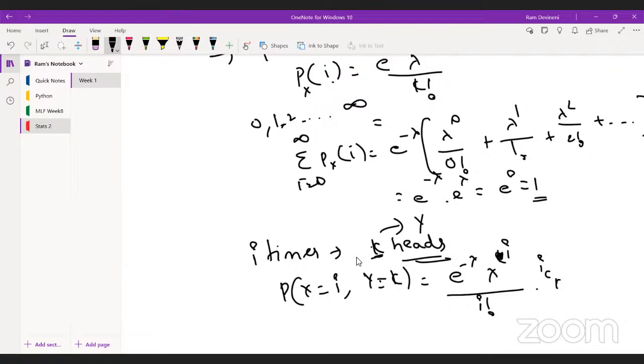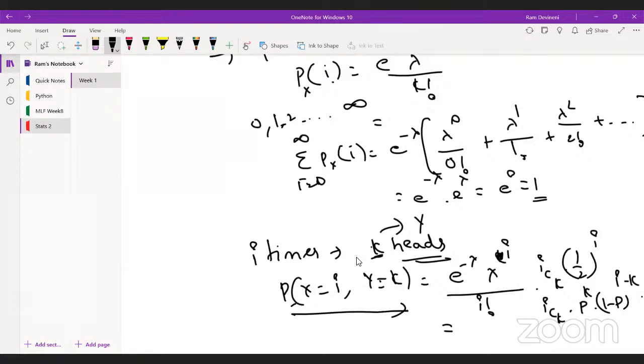So we have here i choose k. If it is a fair coin, then the probability is going to be half power i. If it is not a fair coin, then instead of half power i, it's going to be p power k into 1 minus p power i minus k. This is the joint probability of X and Y, that is, the probability that we have tossed i coins, where i means the outcome of this Poisson distribution.